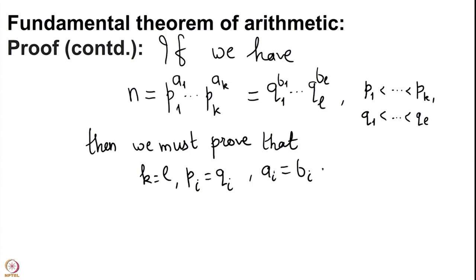We should prove that the number of primes which occur in both the factorizations is the same. So, we will need to prove that k is equal to l. Indeed, this number can also be different. We need to first show that these two numbers are same. Then on both sides, we have the same number of primes, p1, p2, up to pk, q1, q2, up to qk, and we have of course ordered them in the increasing order.